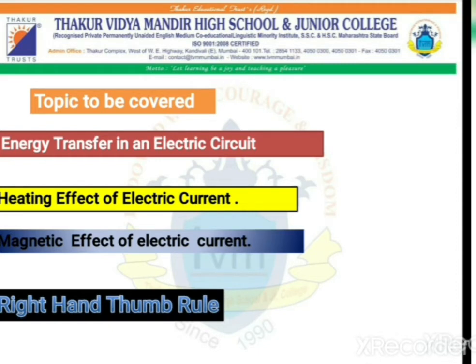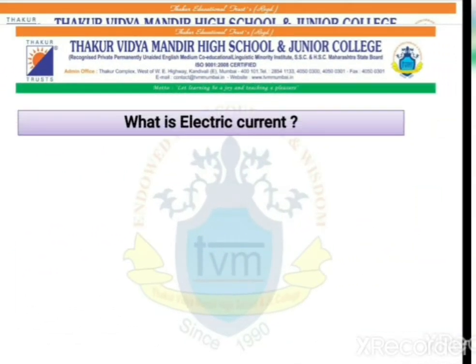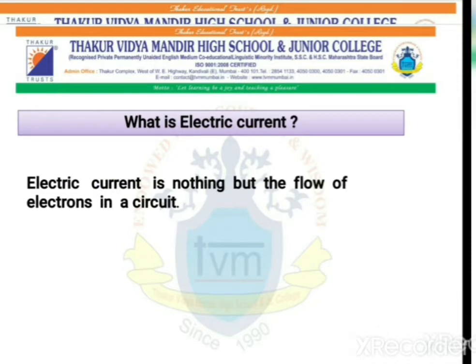Students, before starting with the topic of electric current, let us understand what is electric current. Electric current is nothing but the flow of electrons in a circuit. That is, when the electrons flow in a circuit in a particular direction, we get electric current in the opposite direction. So the flow of electrons in a circuit is responsible for this electric current.